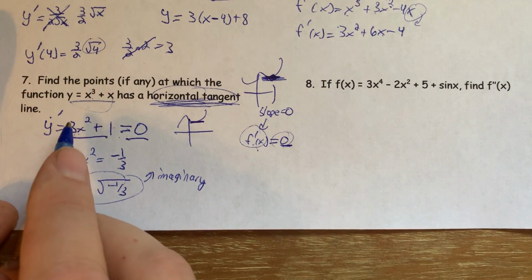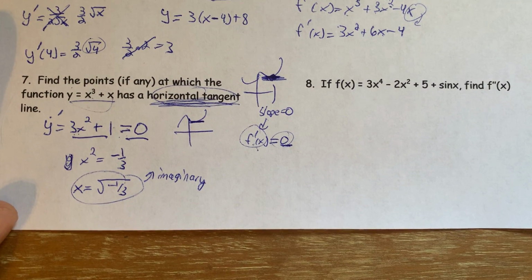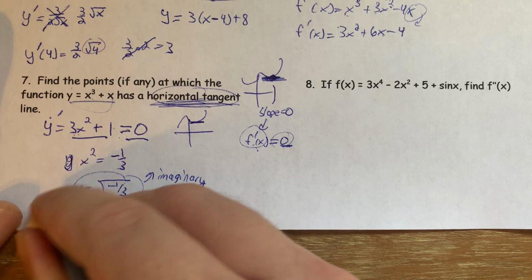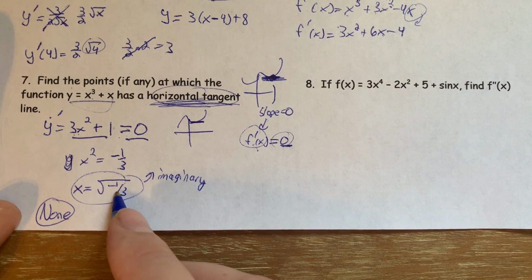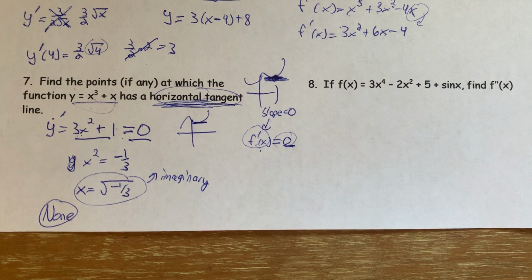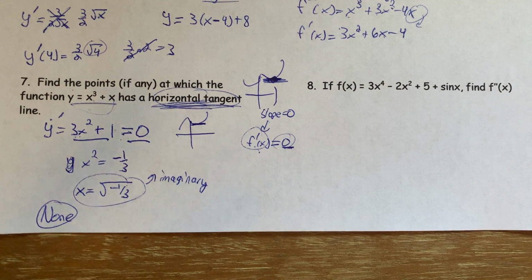And so let's answer the question. Find the points where x cubed plus x has a horizontal tangent line. And the answer is there are none. There are no real x values that have a horizontal tangent line for this function, because when we did the slope formula, the slope is never equal to 0. So tricky.